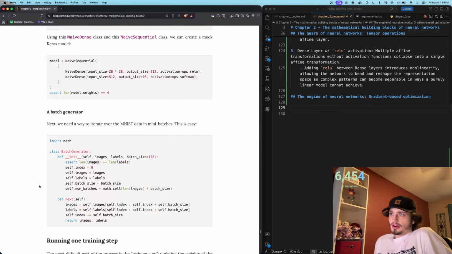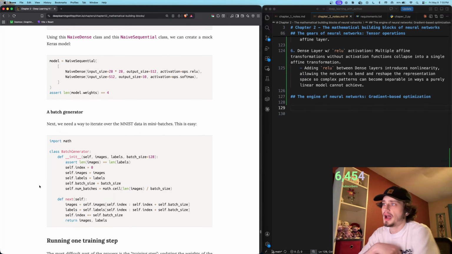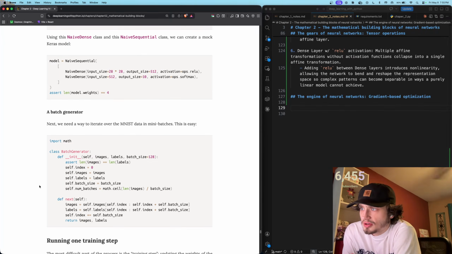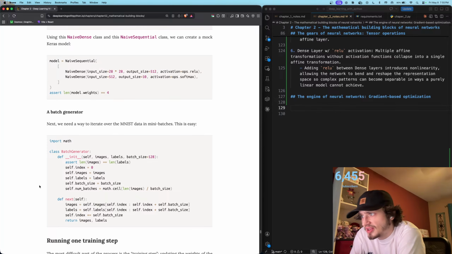A batch generator. Next, we need a way to iterate over the MNIST data in mini-batches. This is easy. We just import math and create a class BatchGenerator. Our initializer has images, labels, and batch size. We assert that the length of images and the length of labels are equal. We say the index is 0, self.images is images, self.labels is labels, self.batch_size is batch size, and the number of batches equals math.ceil of the length of images over batch size. So it just gives us the maximum number of batches we're going to make.